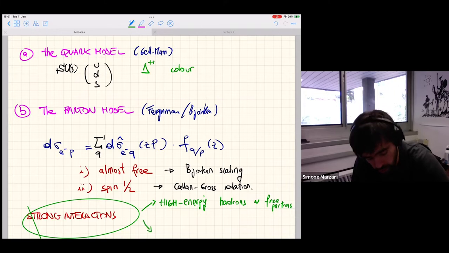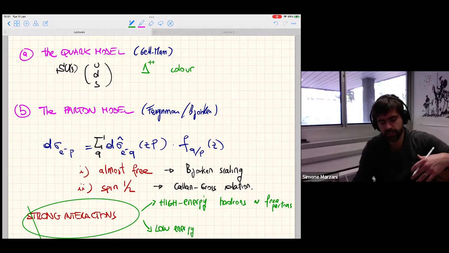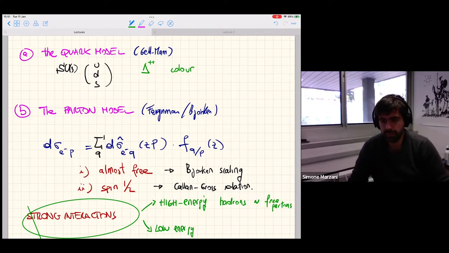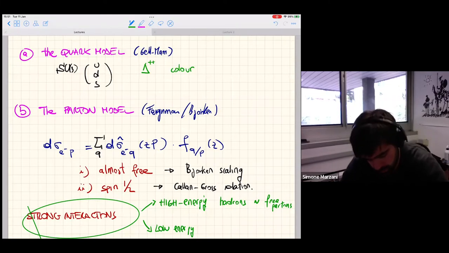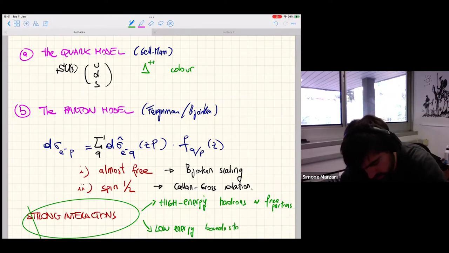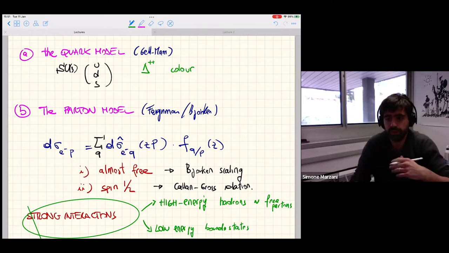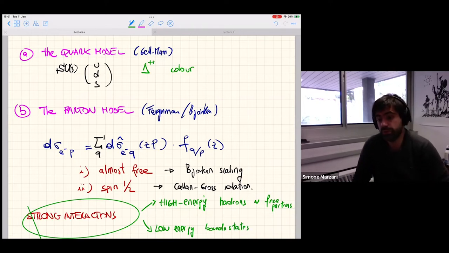Instead, at low energy. High and low means a hadron is at high energy if the typical energy of the process is much bigger than the rest mass of the hadron. But at low energy, the hadrons are bound states, states with symmetry properties which are dictated by the quark constituents in the model. Okay, so this is the u, d, and s that Gell-Mann introduced to realize the SU(3) symmetry.